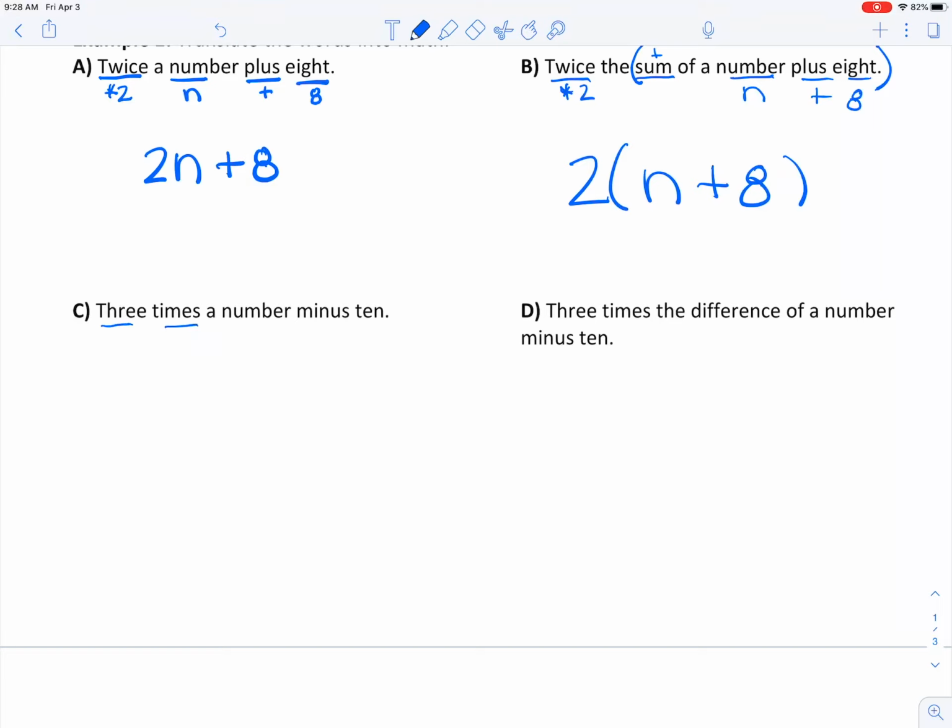Letter C, 3 times a number minus 10. So I'm just going to go ahead and put the math right below those words. Number minus 10. Okay, let's do this. We have 3 times the number n minus 10.